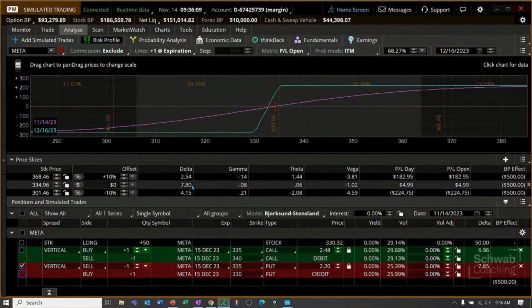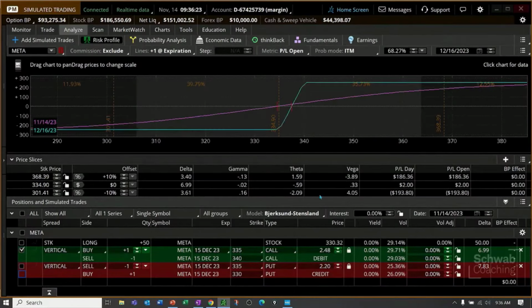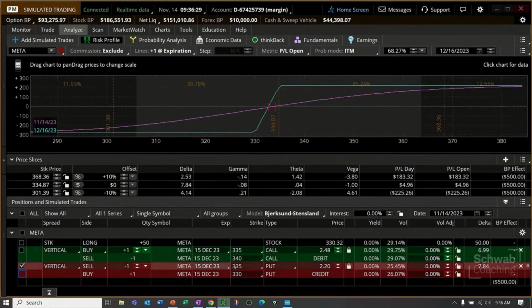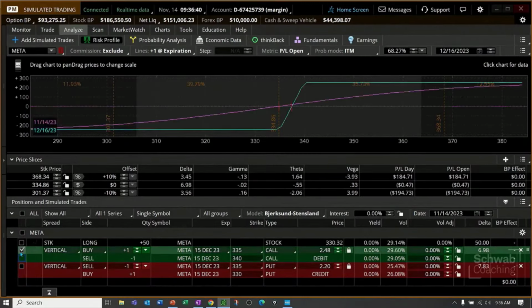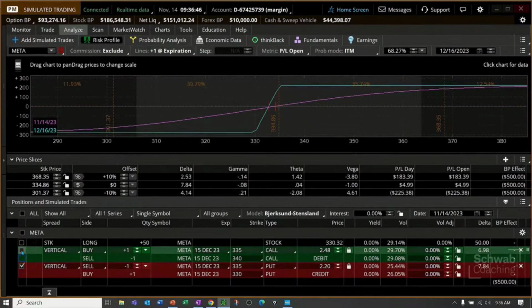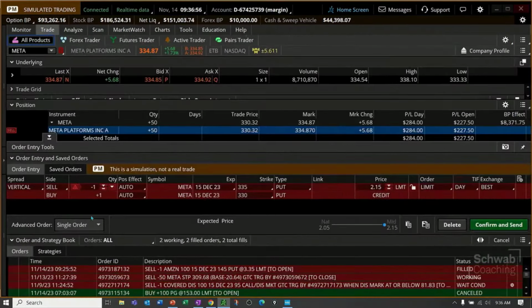Does the delta change that much? No. Gamma? No. Theta? No. Vega, a little bit more negative, but not an atrocity. The long call vertical was slightly positive. Whenever we sell an option, like the short put at 335, it's going to be slightly negative, but not a ton. So that's what we were saying before. If you want a higher upside potential and a slightly higher break even, long call vertical. If you say, I want a lower break even and a greater probability of being right, short put vertical. So in this Meta example, we're going to sell.